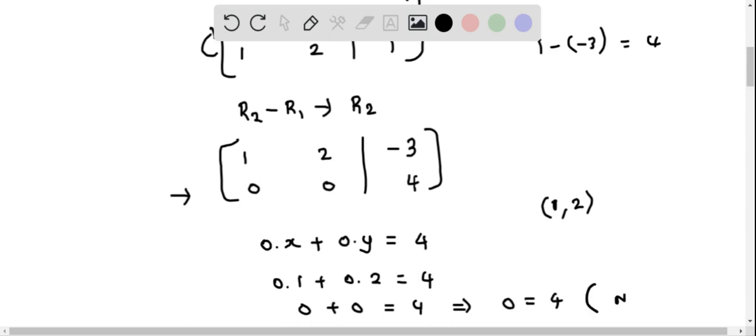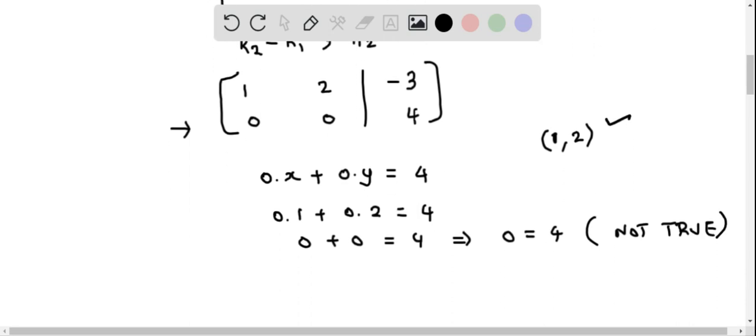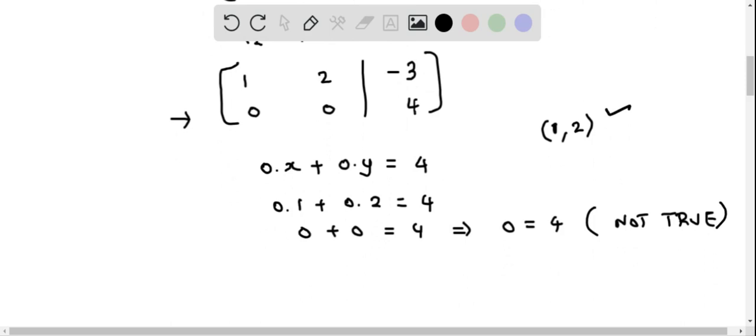So this is not true, and this means it does not satisfy this ordered pair. So likewise, even if we put any ordered pair, it's not going to satisfy this equation, because we end up with this situation that is 0 equals 4, which is not true. So we say that this system has no solutions.